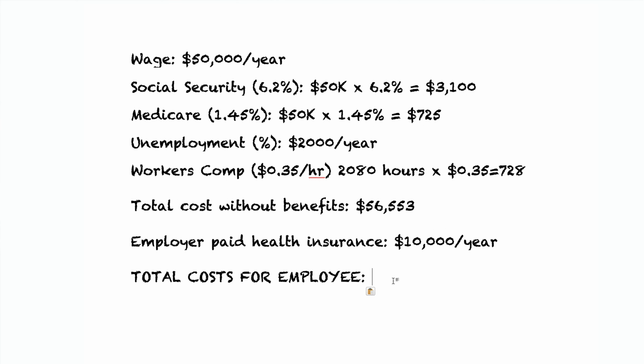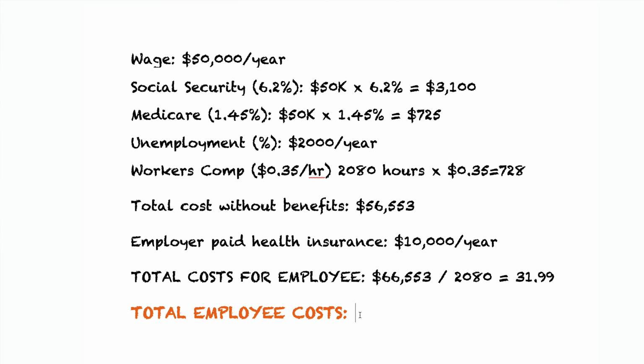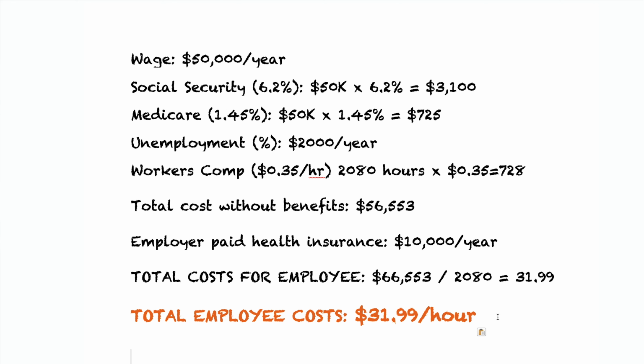I'm a company that sponsors a health insurance plan, and it costs me $10,000 for this employee. So I'm adding it to my calculation. This brings me to a grand total of $66,553. All full-time employees work 2,080 hours in 1 year, so I'm going to divide my cost by that employee's hours. There are no other benefits for the sake of this example. Based on these calculations, my employee costs a total of $31.99 per hour, which is more than double their wage.